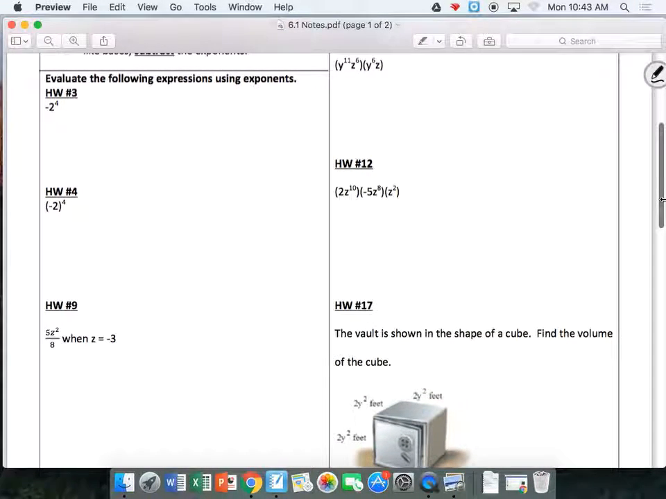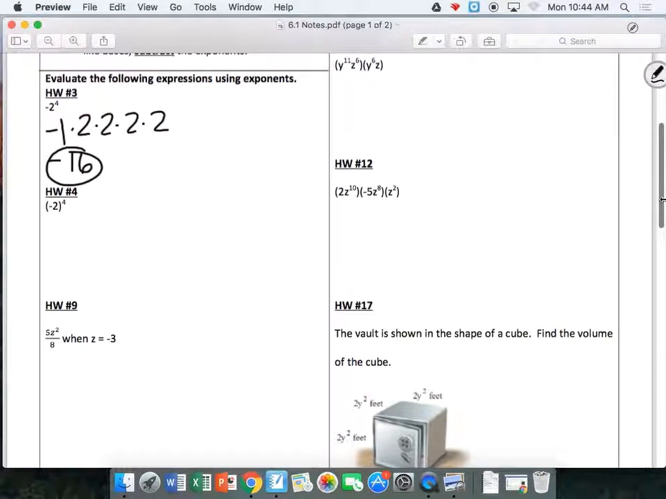So if we look at problem number 3, the big thing, look at the difference between problem 3 and 4. Does anybody notice anything different? Avery: There's parentheses. So on problem number 4, the negative is also raised to the 4th power, but on problem number 3, the negative is not raised to the 4th power. So really you do 2 to the 4th power first. 2 to the 4th power means 2 times 2 times 2 times 2, and then there's really a negative beside it. 2 times 2 is 4, times 2 is 8, times 2 is 16. So the answer is negative 16.